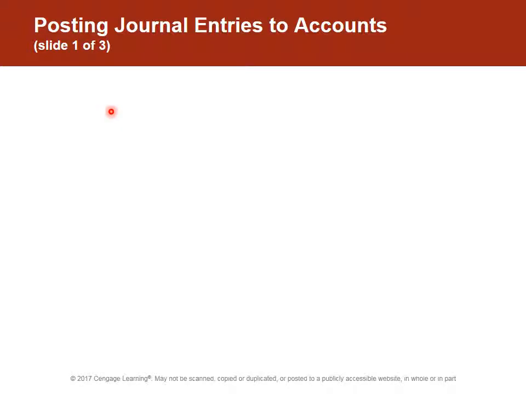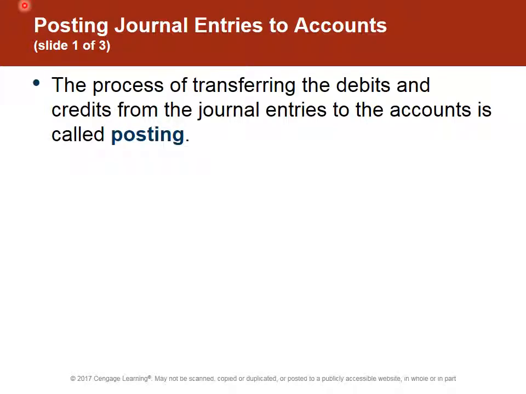Okay, so let's start with the talk about how we post journal entries to our accounts. The process of transferring the debits and credits from a journal entry into the accounts is called posting. Obviously a journal entry doesn't give management enough cumulative information. Neither do the T accounts give enough cumulative information. You need both of these pieces of a business's accounting records to be able to make decisions.